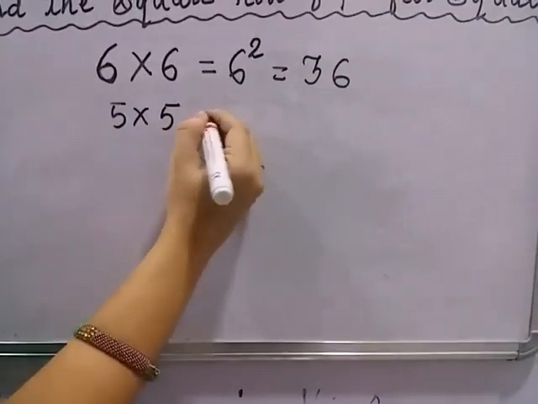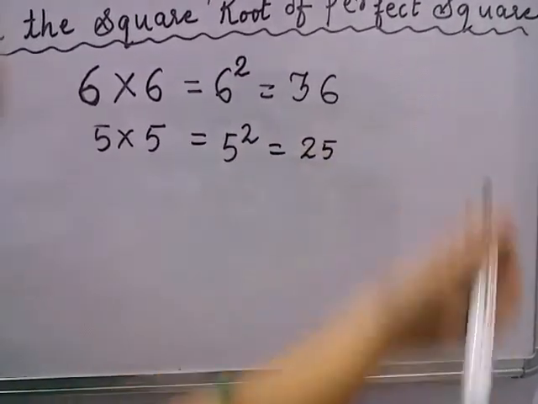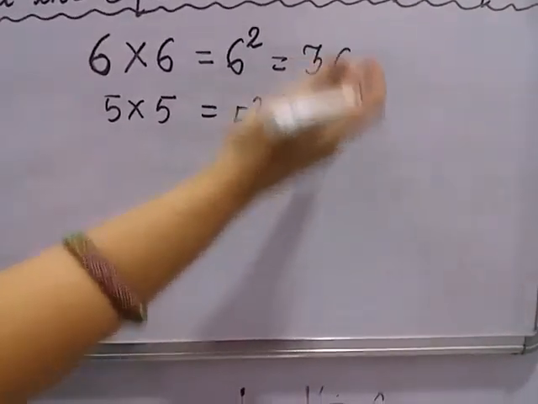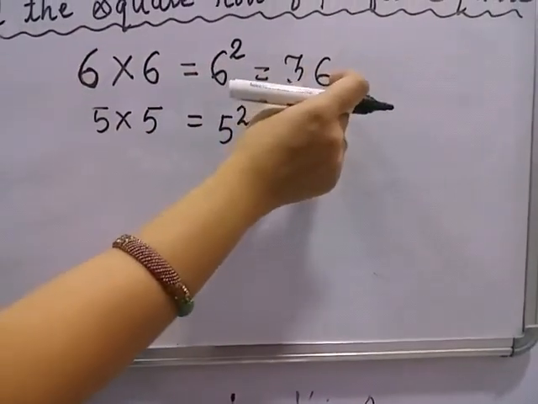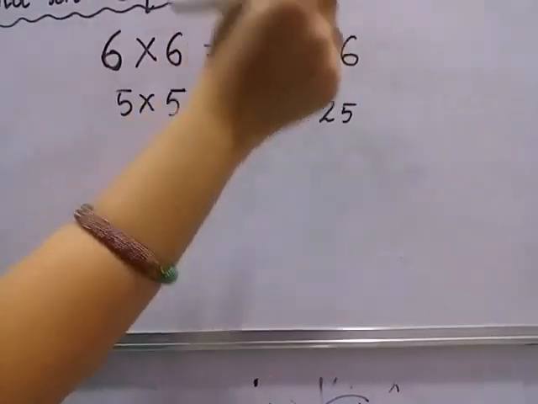Let's take one more example. If I take 5 into 5, that is 5 square. What is the answer? 25. Right? Suppose, student, I take the other way around. If I want to find out from 36 the answer 6, that is called a square root.